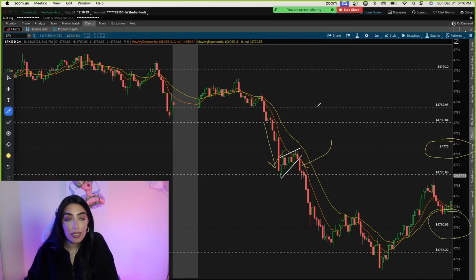Okay, if you don't want to take the break of the bear flag, you can wait for it to break 47.70 and enter on this candle, your target the next level of support down below that, 47.55. So those are your two profit targets to the downside.